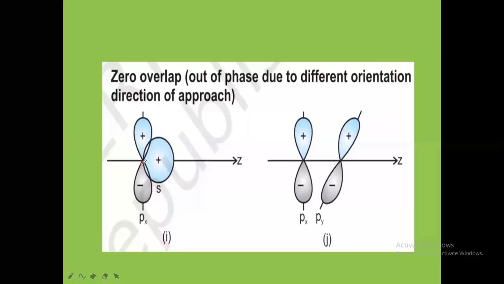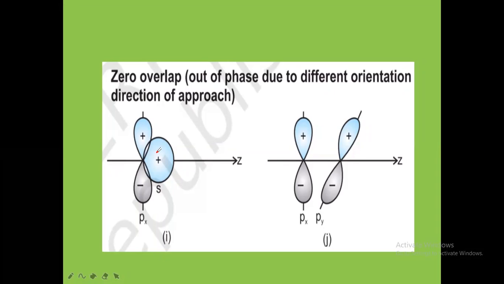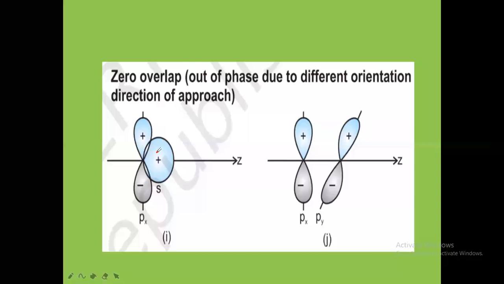Zero overlap here. Though we have written plus and plus here, we say zero overlap. Zero overlap means, when two orbitals do not have proper orientation, proper arrangement, they cannot undergo the overlapping process.